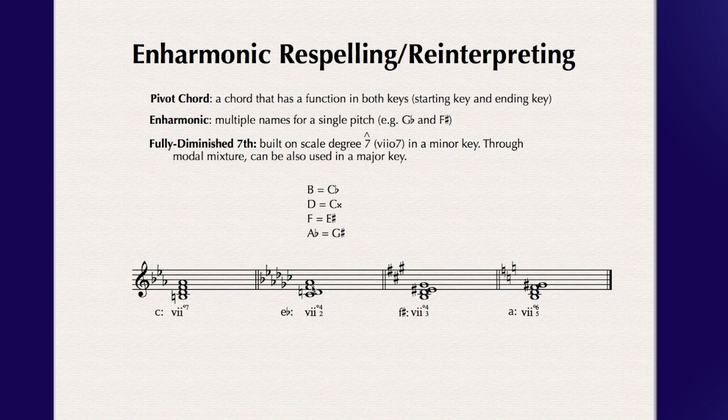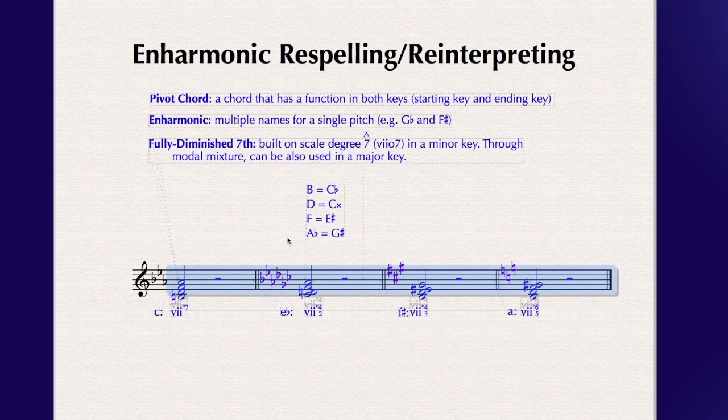So each one of these is an identical sounding chord, and it would look exactly the same on the keyboard. However, because they're spelled differently, they would resolve differently because of their function in the respective keys. 7 fully diminished 7 always wants to resolve to 1. So let's convert each of these into a half note so that we can hear and see how it would resolve differently to the respective 1 chords.